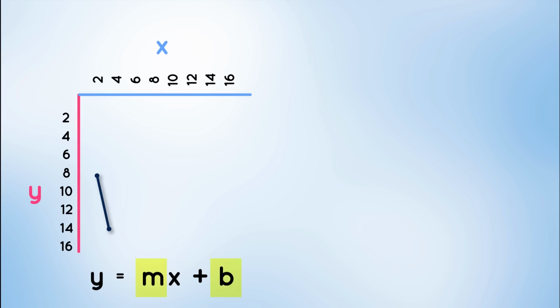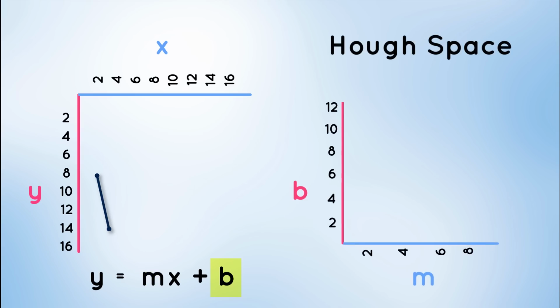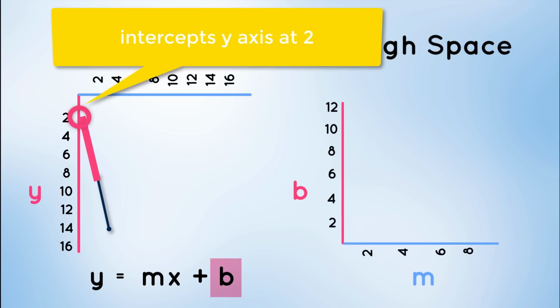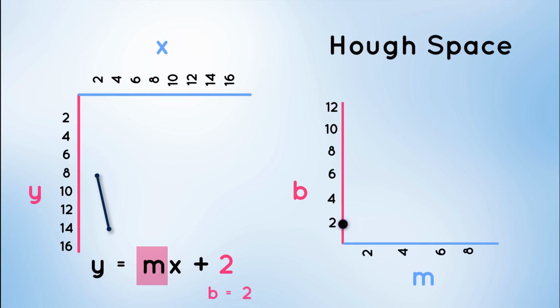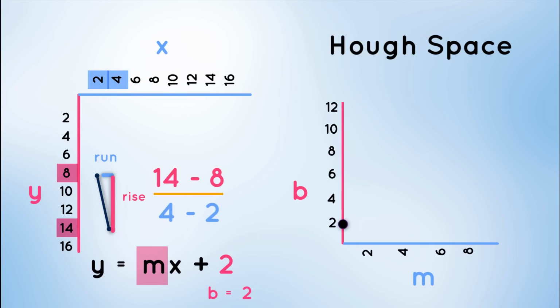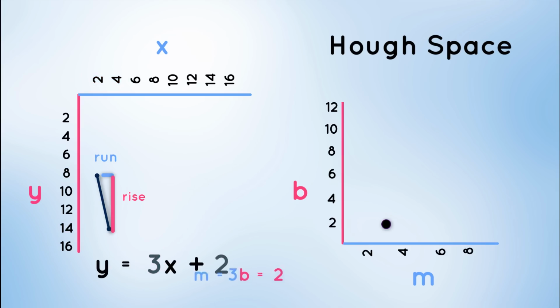We're currently plotting it as a function of x and y, but we can also represent this line in parametric space, which we will call Hough space, as b versus m. We know the y-intercept of this line is 2, and the slope of the line is simply rise over run, the change in y over the change in x, which evaluates to 3. Given the y-intercept and slope, this entire line can be plotted as a single point in Hough space. Now imagine that instead of a line, we had a single dot, located at the coordinates 12 and 2.